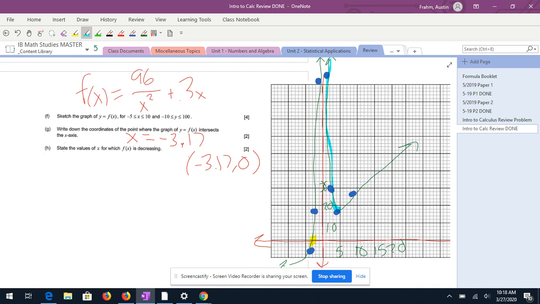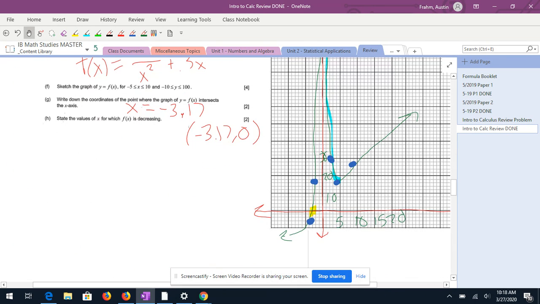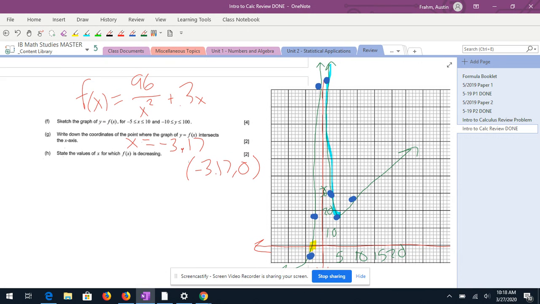Okay? We know that x cannot equal 0, right? And I'll go back up. X cannot equal 0. So for the values of x for which f of x is decreasing, it's going to be between 0 and whatever this local minimum point is.